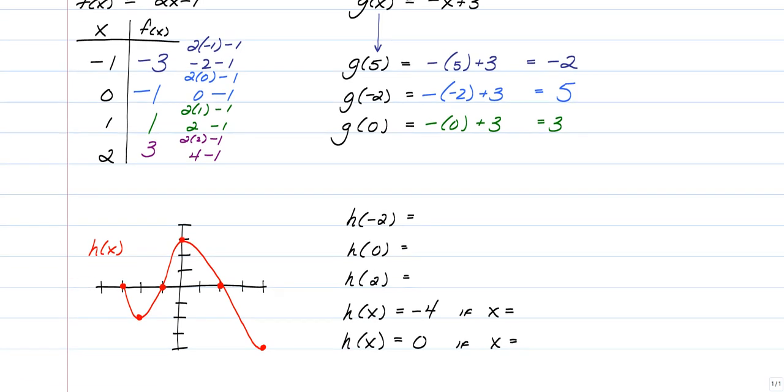Last example, we are going to evaluate using a graph. So remember when we are working with a graph that our horizontal axis is our x-axis and our vertical is our y-axis. And when we're evaluating here, this is saying find h of -2. Well, that's basically saying what is the value of the graph when x is -2.